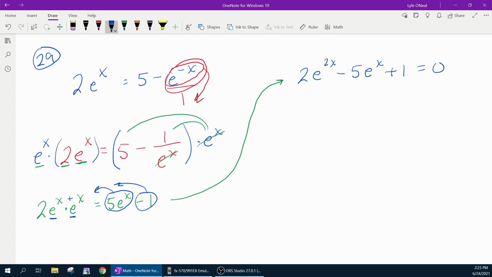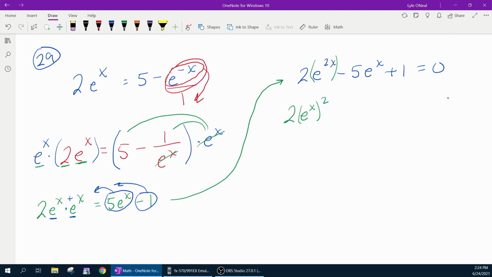All right, now hang with me here just a second. e to the 2x can also be expressed as 2 times e to the x squared. Okay, do you follow me there? If you have an exponent raised to an exponent, those powers get multiplied.